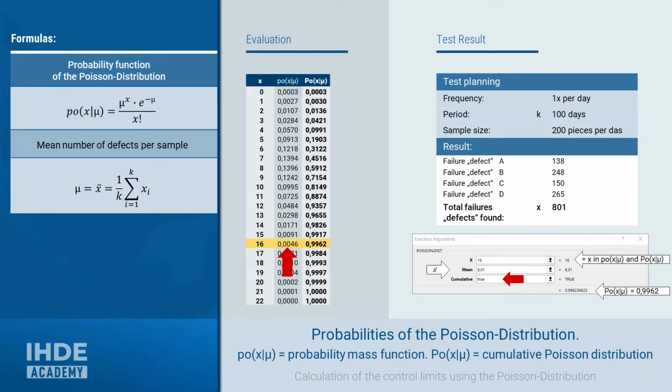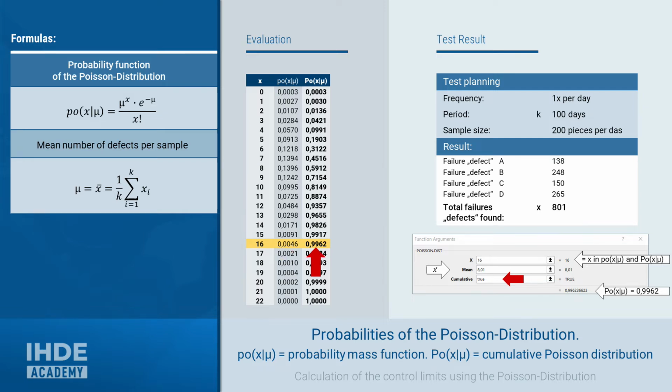If you set the cumulative field to false, the output is the individual probability. Here, small p(o) with a value of 0.0046, as can be seen in the table. The probability of finding exactly 16 errors in a sample of 200 parts is therefore 0.46%.